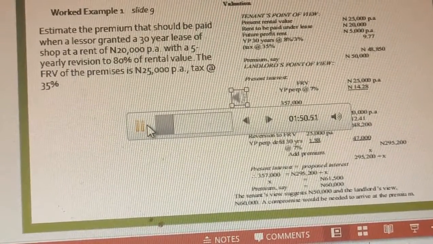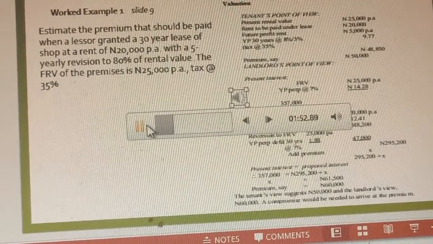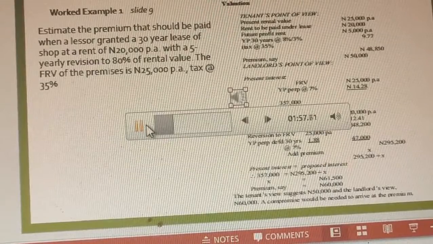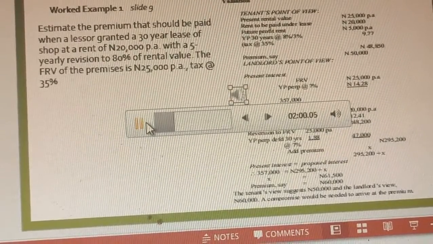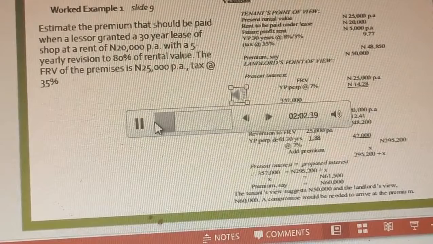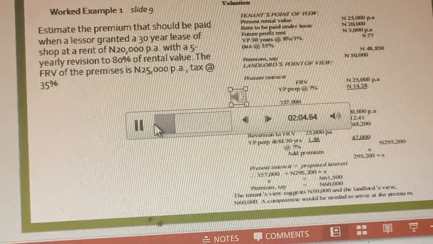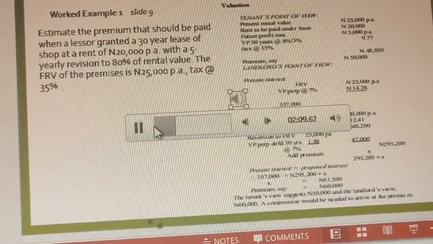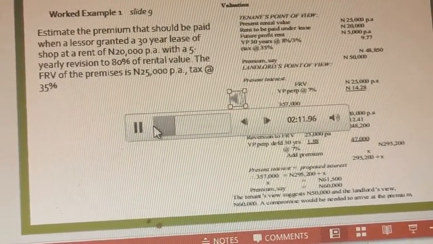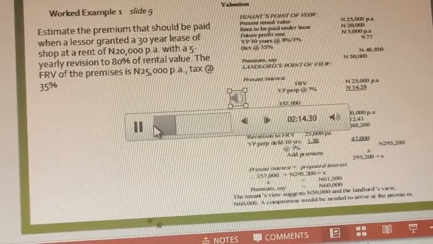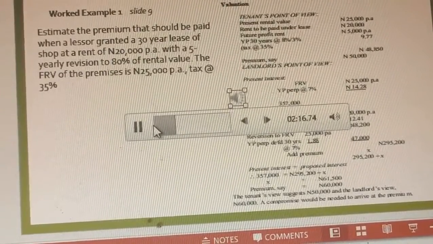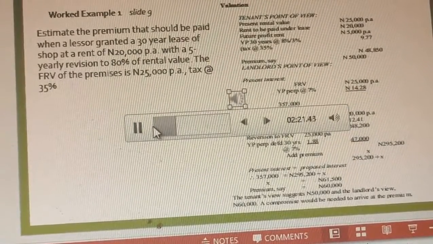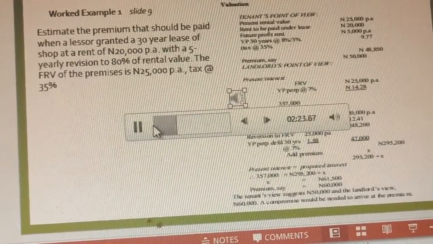If you take the tenant's point of view, the present rental value, going by the question, is 25,000. We are assuming that it's on the net basis, the same basis as the other one, rent to be paid under the lease. We are assuming that you have brought them to the same basis. So future profit rent will just be a matter of deducting 2 from 1, that is 20,000 from 25,000. So, straightforward, you get future profit rent to be 5,000 naira per annum.